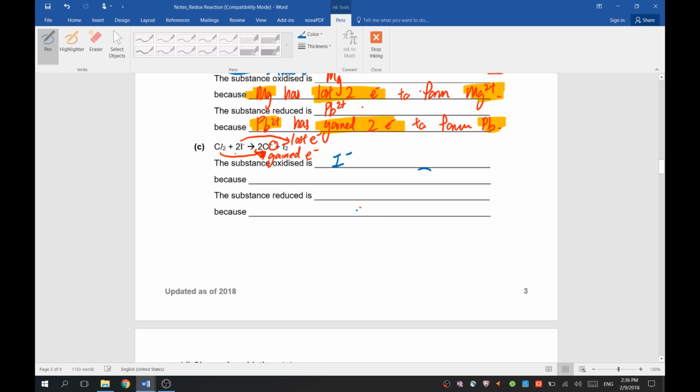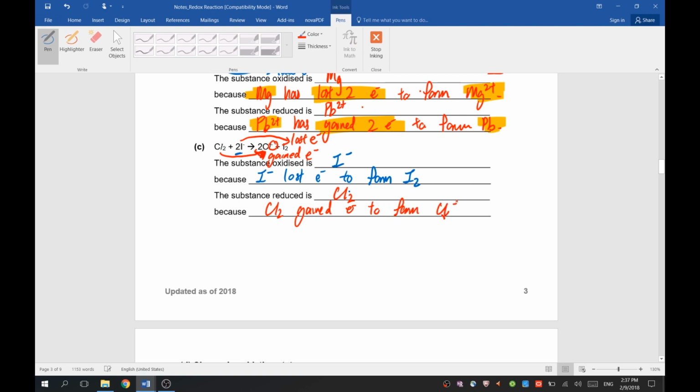Do you need to put a coefficient of 2 here? No, there's no need to put a coefficient of 2 because you're just talking about iodide. You're not talking about 2 iodide. It's just 1 iodide. Because I minus lost electrons to form I2. That is a before, after, and what happens in between. The substance that's being reduced in this case will be your Cl2, because Cl2 gains electrons to form Cl minus.